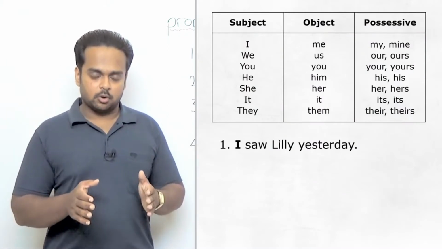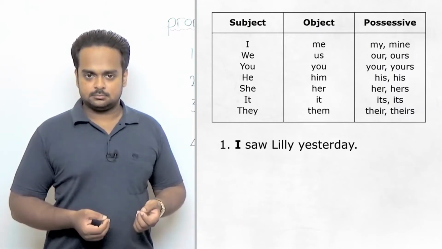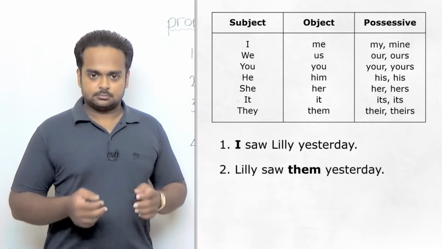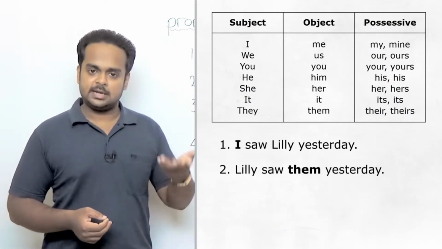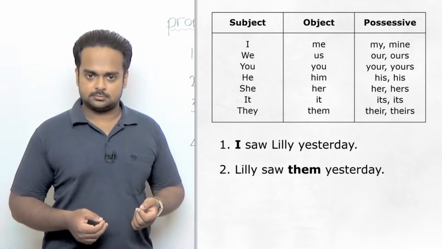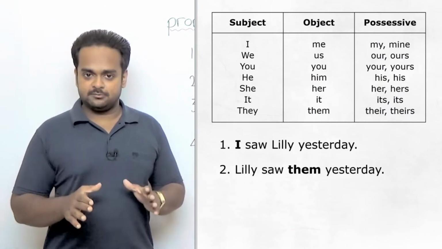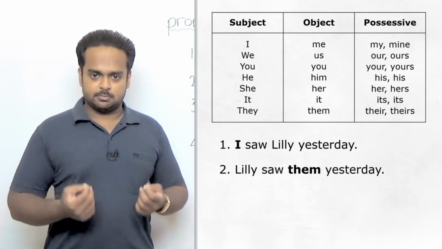An object pronoun is used in the object position in a sentence. For example, Lily saw them yesterday. Here, them is an object pronoun, and you can use any other object pronoun in that place. So what do possessive pronouns do? Possessive pronouns show possession. That means they show that you have something.